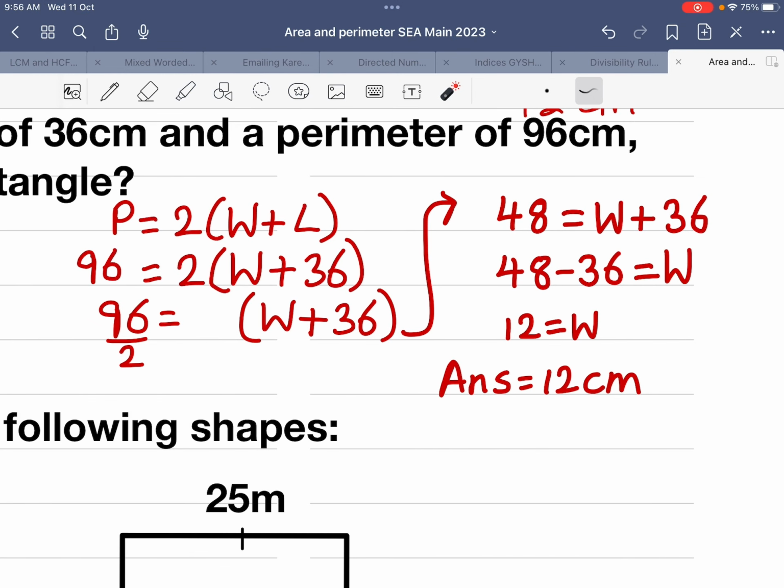Right, we can look at it a little bit more detailed. We know that the formula is perimeter is equal to 2 width plus 2 length, or 2 multiplied by the width plus the length. So we are given the perimeter is 96. We know that the length is 36. So we are going to work backwards, so we can divide by 2, because here we have multiply by 2. And then here we have plus 36, so we are going to minus 36. 96 divided by 2 is 48. 48 minus 36 is 12, and so 12 is your width.